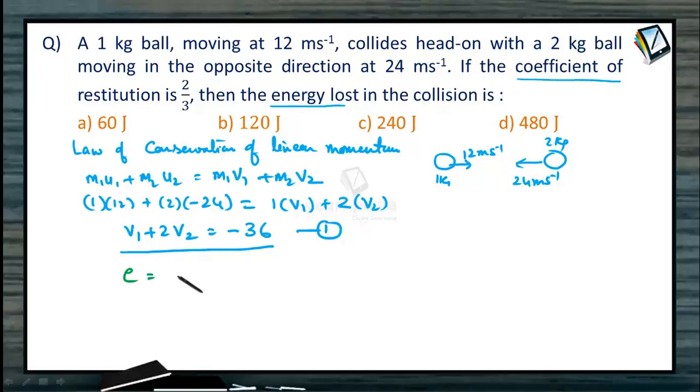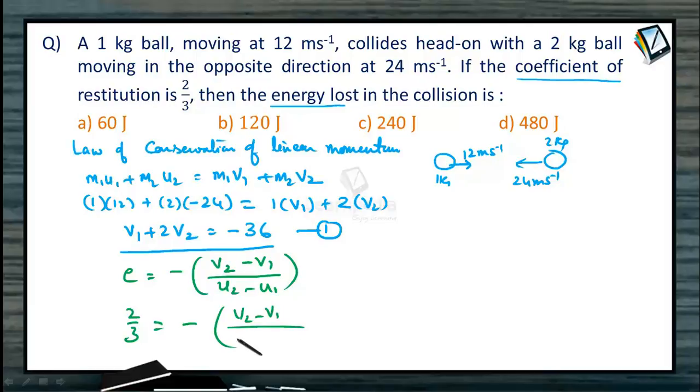Coefficient of restitution is velocity of separation to velocity of approach, minus (v2 minus v1) divided by (u2 minus u1). Coefficient of restitution is given as 2 by 3. So 2 by 3 is equal to minus (v2 minus v1) divided by (minus 24 minus 12). So we get 2 by 3 is equal to (v2 minus v1) by 36. So v2 minus v1 is equal to 24. Let us call this equation 2.